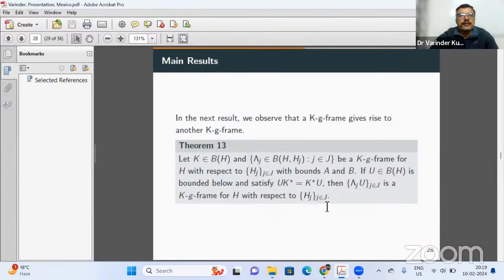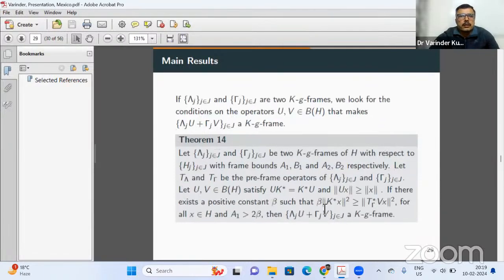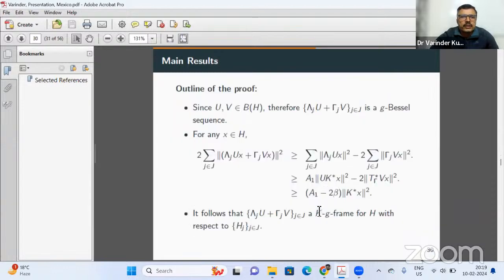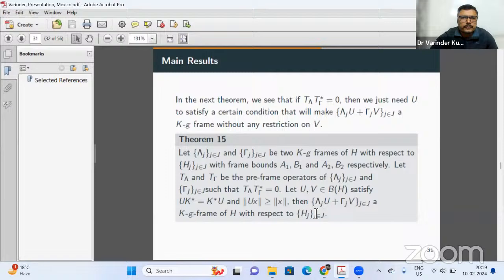And then we have defined 2 kg frames. So I'll directly move to 2 kg frames. So basically, this is more general result than previous one, because last time we have just talked about the sum of two kg frames. Now we are talking in a sense about a linear combination of kg frames. If lambda j and gamma j are frames, and we are taking their combination with the help of operators u and v, where u and v are operators which are satisfying these conditions. U is commuting with k star, and norm of u star x is greater than or equal to norm of x, then this linear combination is turning out again to be a kg frame. So this theorem 15 is a more generalized version of the previous one.